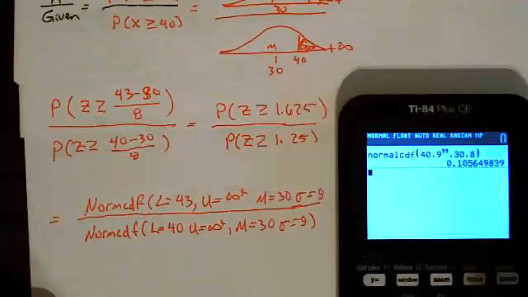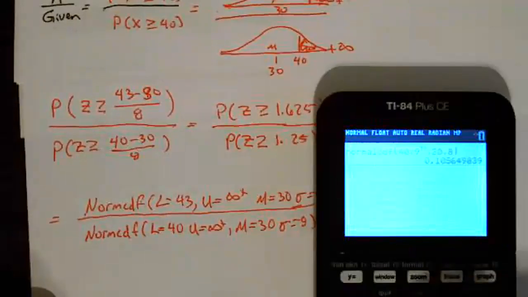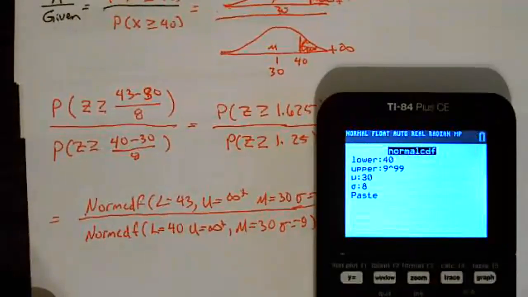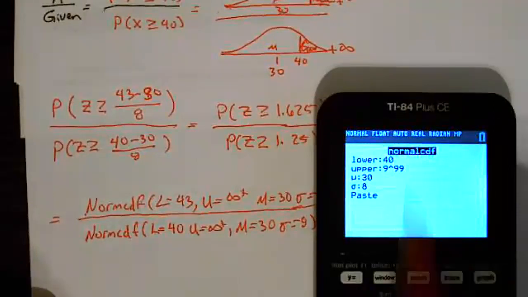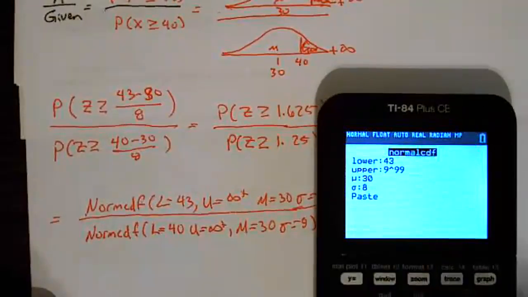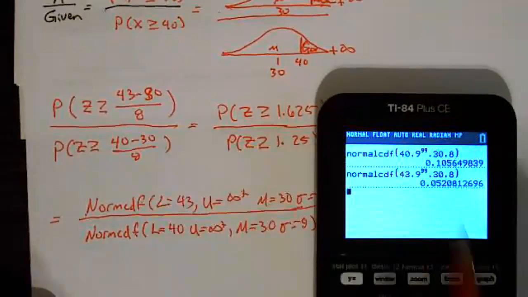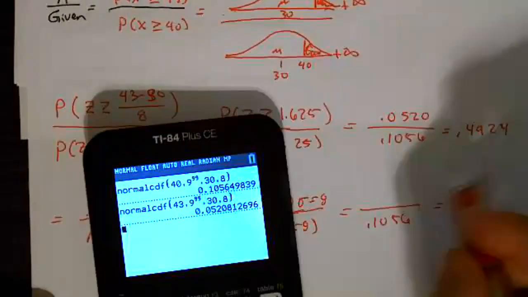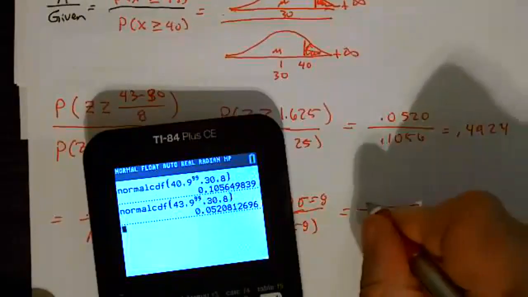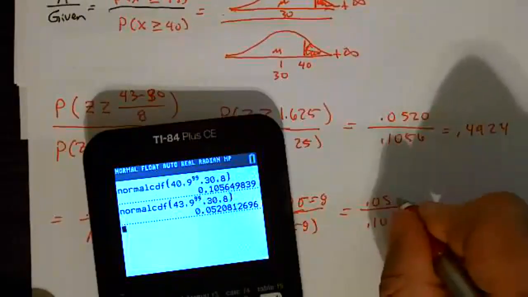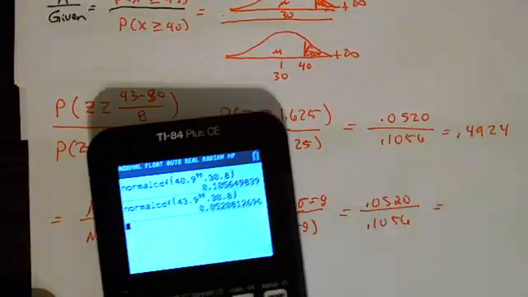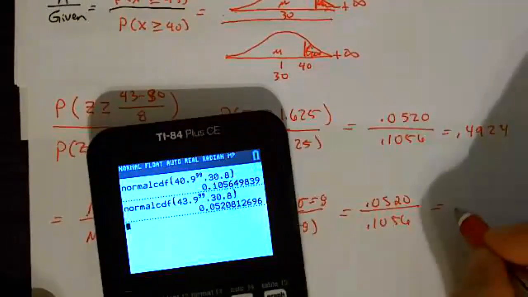Do the upper. Second vars, norm CDF. 43, because we just changed our lower. Everything else is the same. We get 0.5208 for 0.0520. And when we divide those out, of course, we're going to get the same answer.